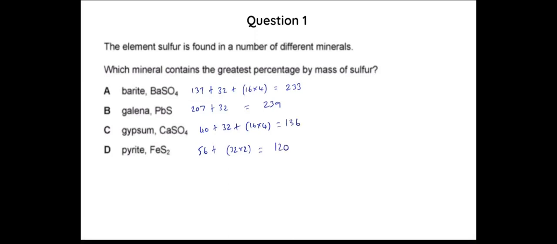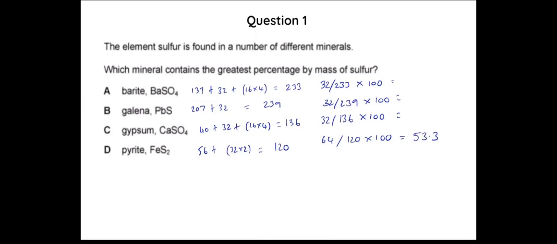So now we work out the percentage by mass of sulfur. So we've got 32 over 233 times by 100. We've got 32 over 239 times by 100. We've got 32 over 136 times by 100, and we've got 64 over 120 times by 100. Well, I think we can see that D is going to be our answer, but we can't just assume. Let's do the sums. 53.3%, 23.5%, 13.4% and 13.7%. So our answer is, of course, D.